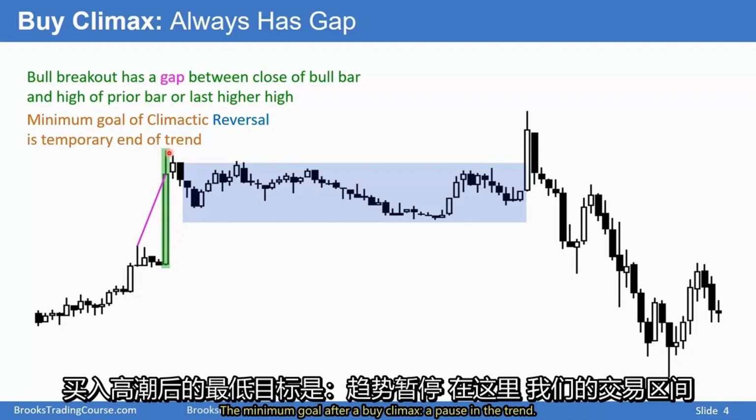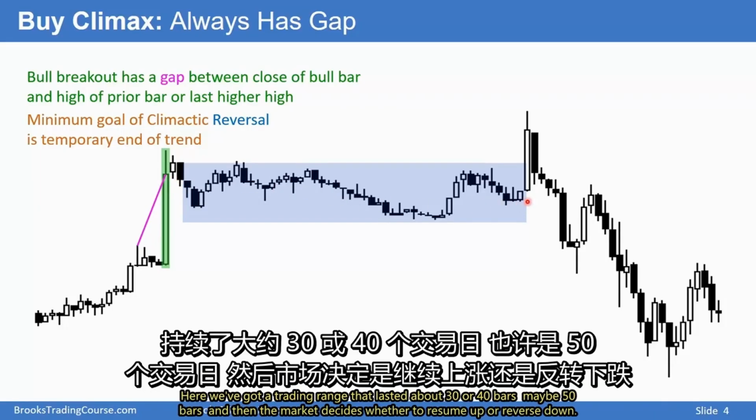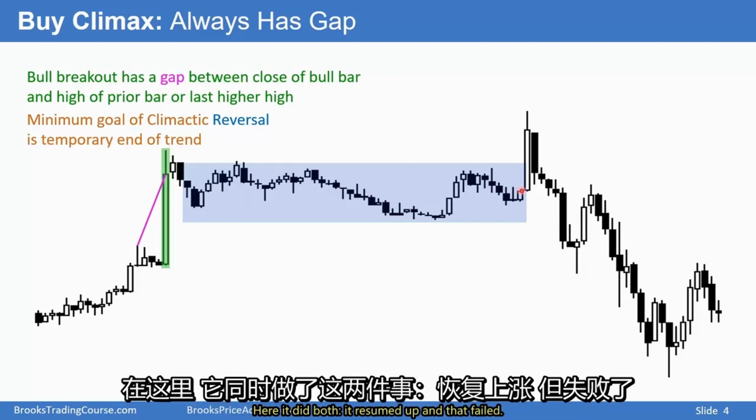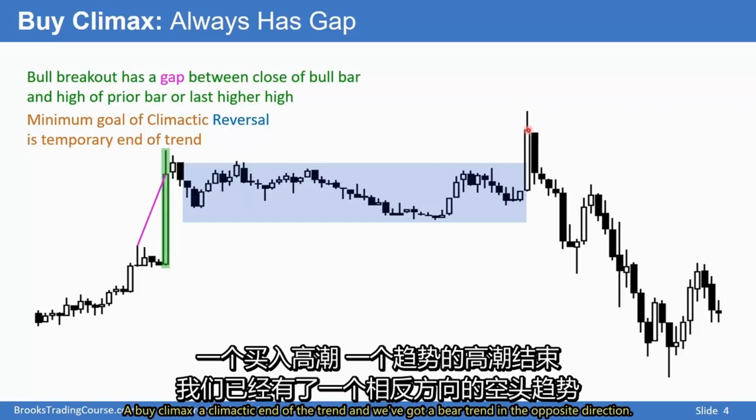The minimum goal after a buy climax, a pause in the trend. Here we got a trading range that lasted about 30 or 40 bars, maybe 50 bars. And then the market decides whether to resume up or reverse down. Here it did both. It resumed up, and that failed, a buy climax, a climactic end of the trend, and then we got a bear trend in the opposite direction.